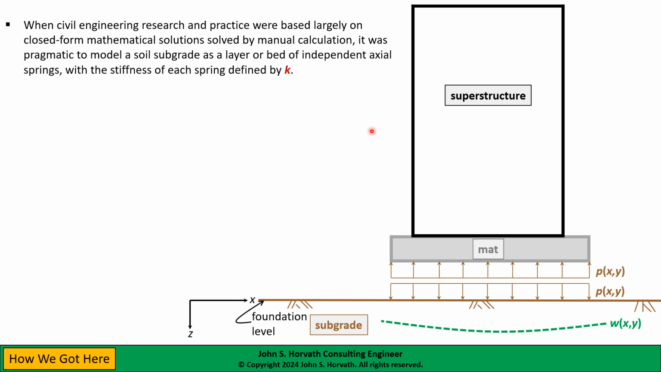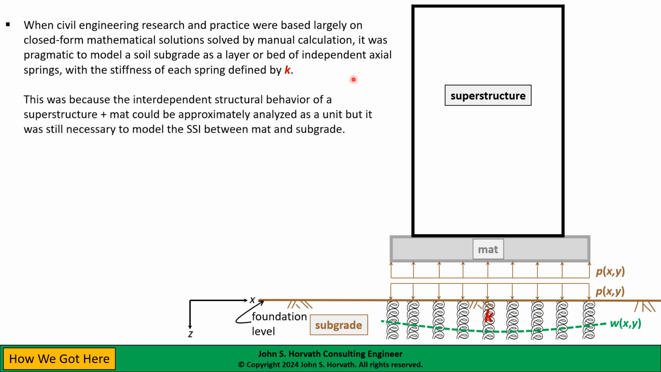Now, back when civil engineering research and practice were based largely on closed form mathematical solutions that were solved by manual calculation, it was pragmatic to model the soil subgrade as a layer or bed of independent axial springs, with the stiffness of each spring defined by k. The reason we did this is because the interdependent structural behavior of superstructure and mat could be approximately analyzed as a unit, even in the pre-computer age, but it was still necessary to model the soil structure interaction between mat and subgrade.